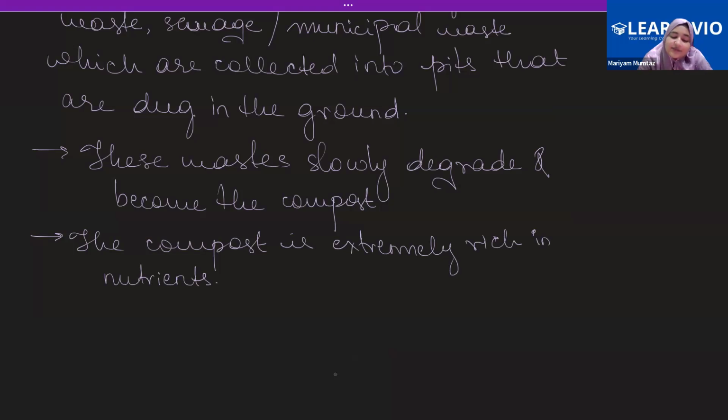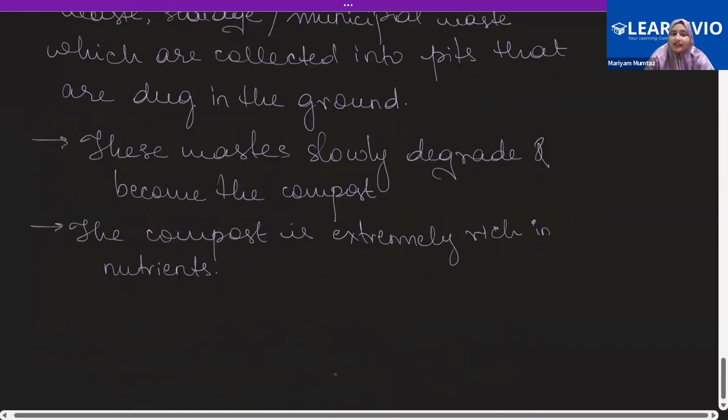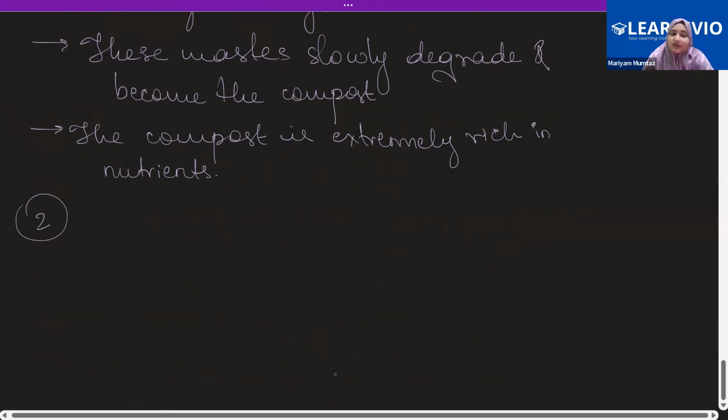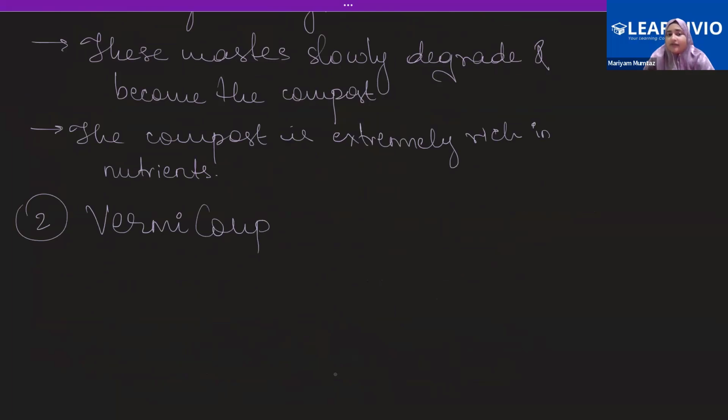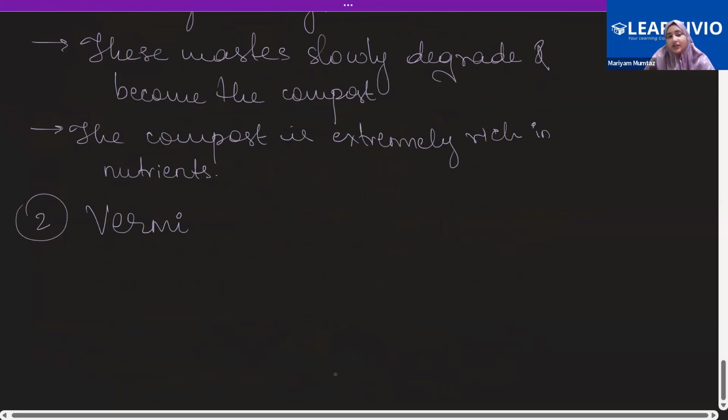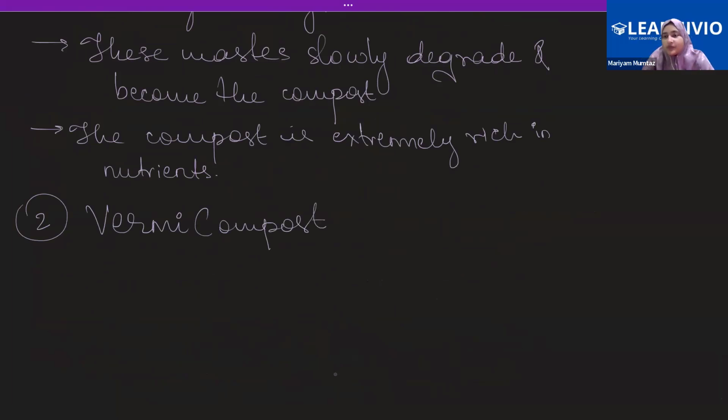Now, the second thing is vermicompost. After the composting is done, another thing that we have to discuss is vermicompost. When for the composting process you utilize worms such as earthworms, various different kinds of worms, basically the most commonly used are the earthworms. So when the earthworms are utilized for the composting process, we call that vermicompost. Is it clear?